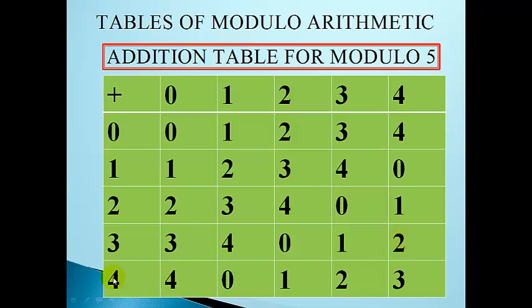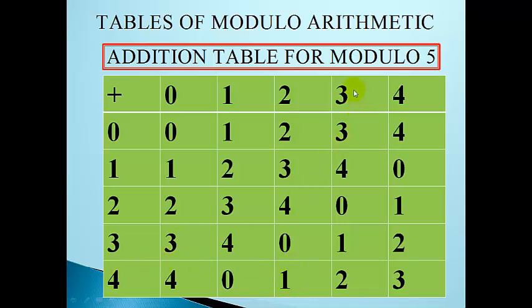Now we continue. 4 plus 0 equals 4. We write 4 because it's not up to the modulo. Now 4 plus 1 equals 5, and 5 in modulo 5 equals 0 because we have only one group of 5 in 5 and the remainder is 0. 4 plus 2 equals 6, and 6 in mod 5 is equal to 1 because we have only one group of 5 in 6 and the remainder is 1.